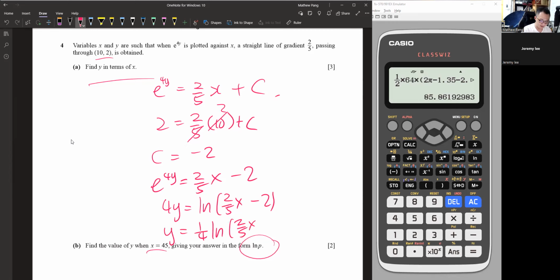3 marks, you got the same answer as mine. All right. B, when x is 45, so y equals 1 over 4 ln(2/5 × 45 − 2). 2/5 of 45 is 18, 18 minus 2 is 16. This is ln 16 to the power of 1 over 4, and it equals ln 2. Done. Okay, then 1 mark question.